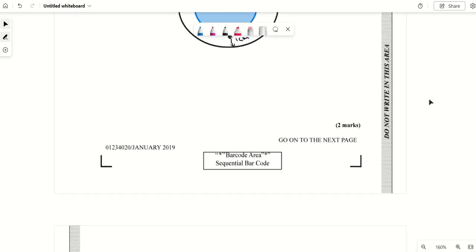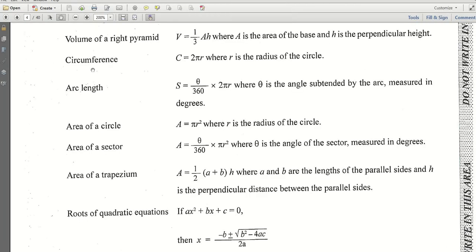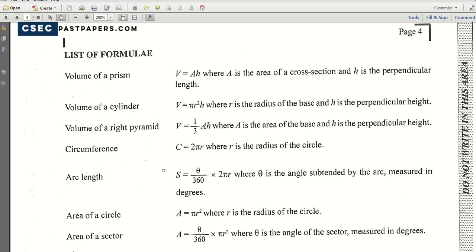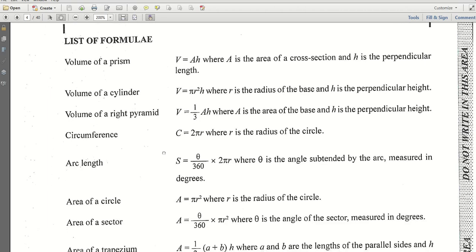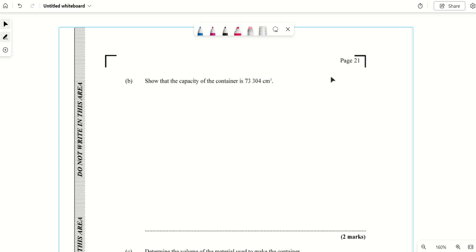Now, if you don't remember the formula for the volume of a cylinder, please note that it is given in the formula sheet that is provided in your past paper. If we look for volume of a cylinder, we see that the volume is pi r squared h. So let us go back to the question. We know that volume is equal to pi r squared h. Let's make this bigger.